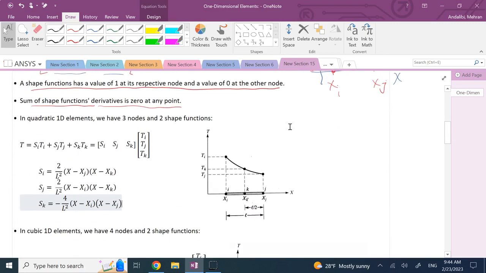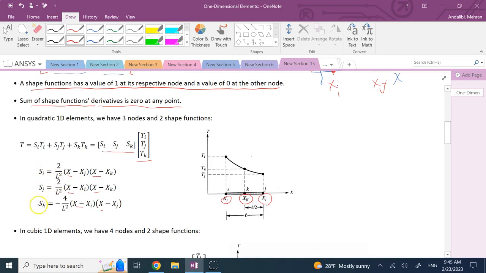So in this case, we have 3 nodes on the same element. There is 1 here at the beginning, 1 at the end, and 1 in the middle, and we can call them i and j, and the one in the middle k. And here we have 3 nodal values, Ti, Tj, Tk, using which we form a vector, and we have 3 shape functions, Si, Sj, and Sk. Of course, definitely these functions are going to be quadratic. As you can see, there are 2 x's in them multiplied together.